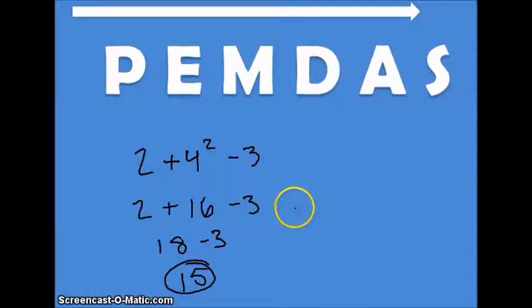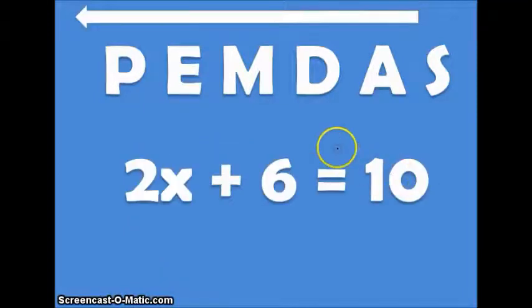Now for solving two-step equations, we are going to be using the order of operations, but in a new way. We are actually going to be using PEMDAS, but we're going to do it backwards. So it's going to end up being SADMEP when we're solving equations, because right now we have 2x plus 6 equals 10. We need to get this x by itself. Remember, we're trying to isolate the variable.